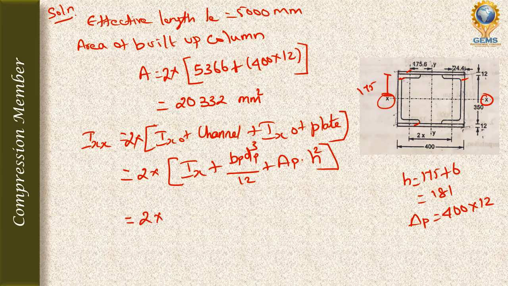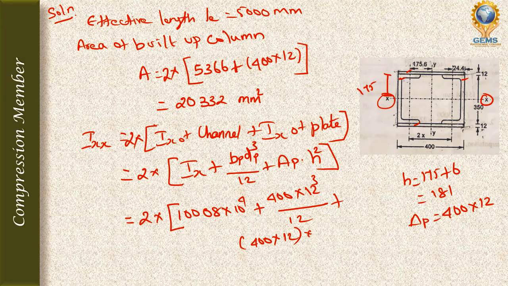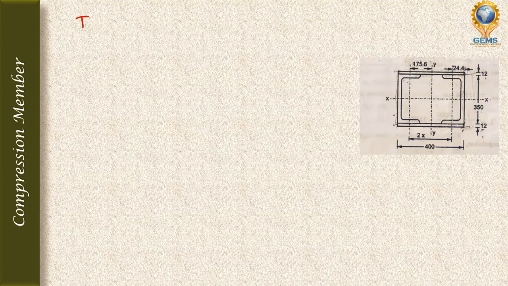So if you substitute every value here, 2 into 1,008 into 10 to the power 4, plus what is the breadth of the plate? 400 into the depth of the plate, 12 cube by 12, plus 400 into 12 into 181 square. If you calculate the values, IXX is equal to 51478 into 10 to the power 4 mm power 4.